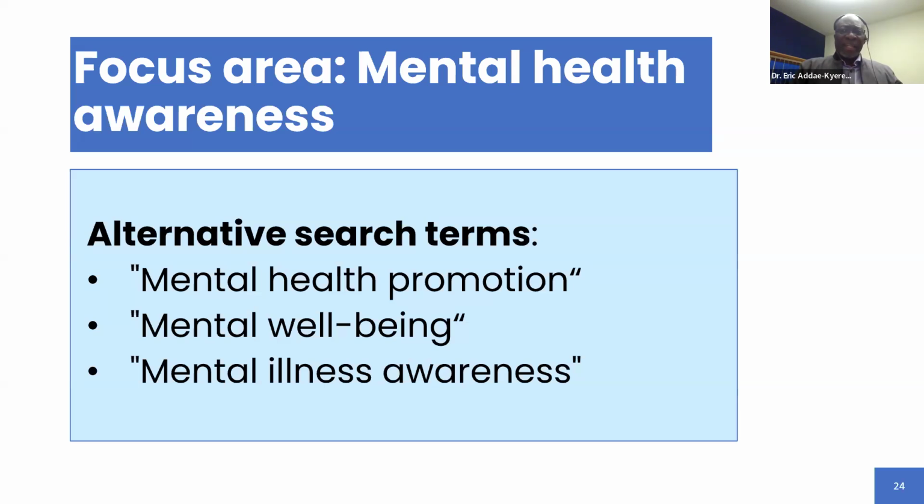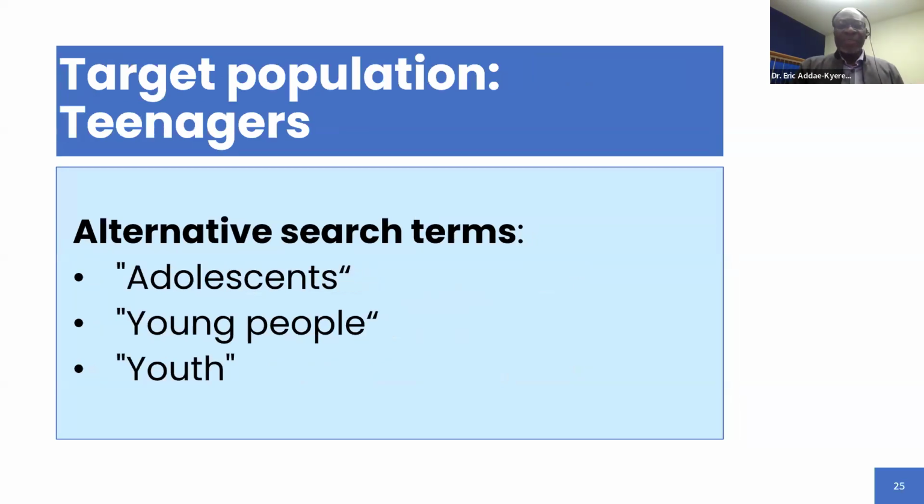What about the target population we were asked to look at in this assignment? The target population was teenagers. So what are the alternative search terms for teenagers? We said earlier that adolescents could be one of them, but it could also be young people, or youth. So these three slides give you an idea of the different phrases you can use, and these phrases include some of the synonyms you can use to conduct a phrase search.